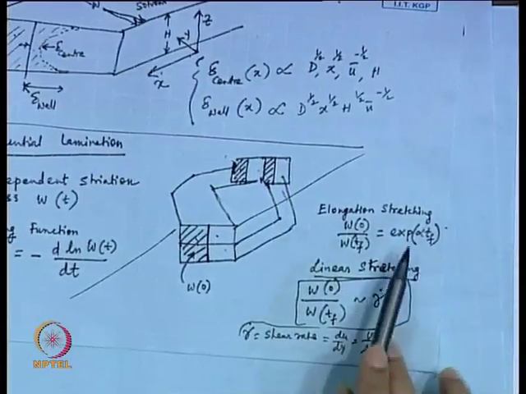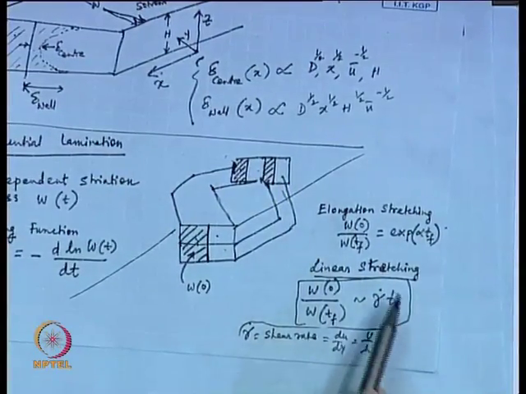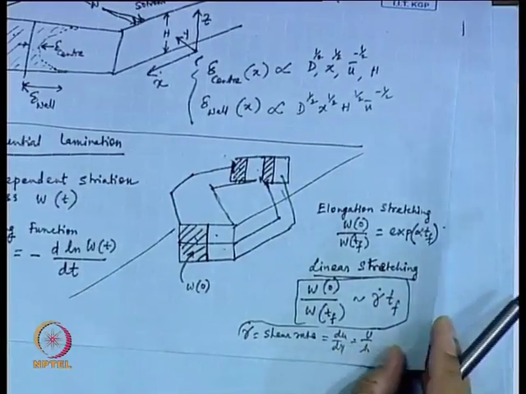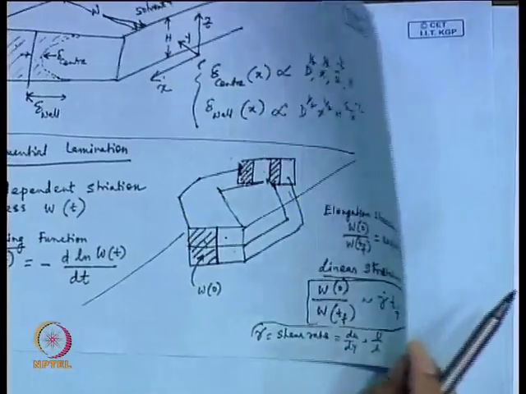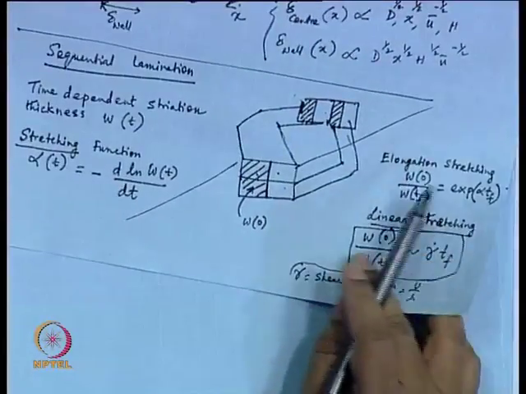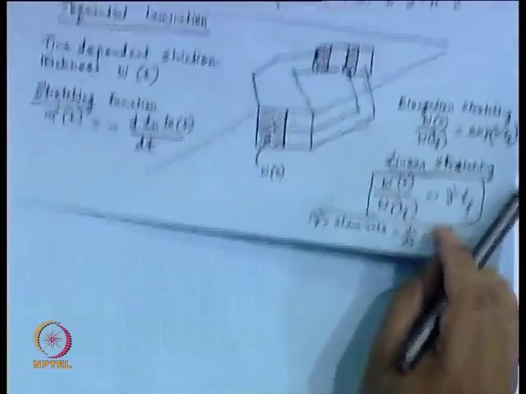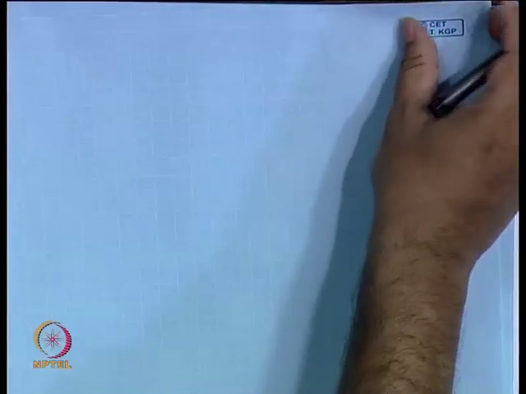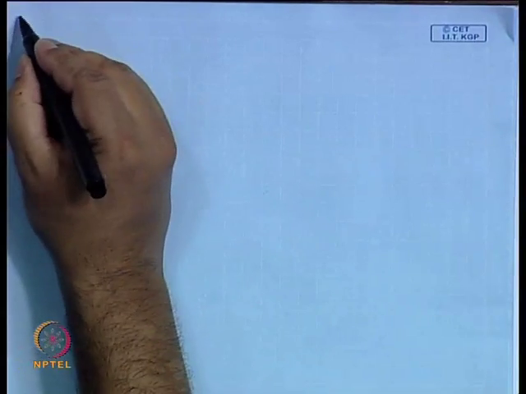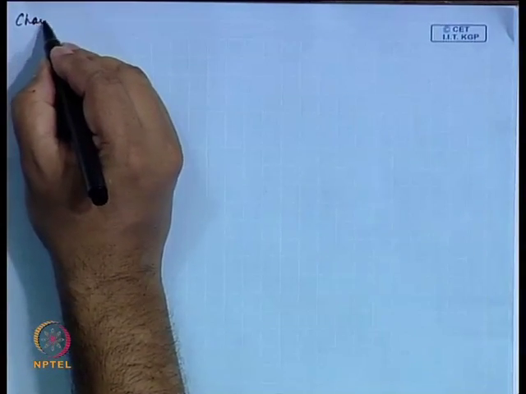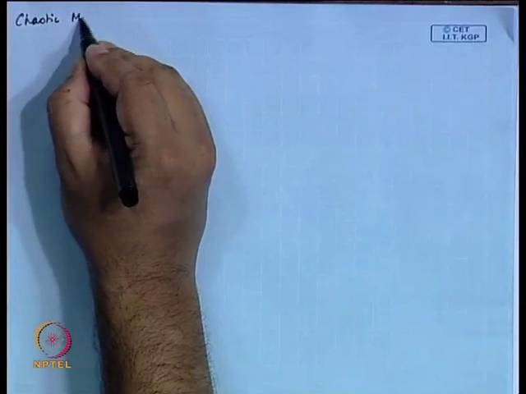Now, what is the origin of this elongation stretching? I mean, this linear stretching I could understand, it is typically the stretching that we encounter in viscous flow, but what is the origin of this elongation stretching? This elongation stretching arises from the process which is referred to as chaotic mixing.